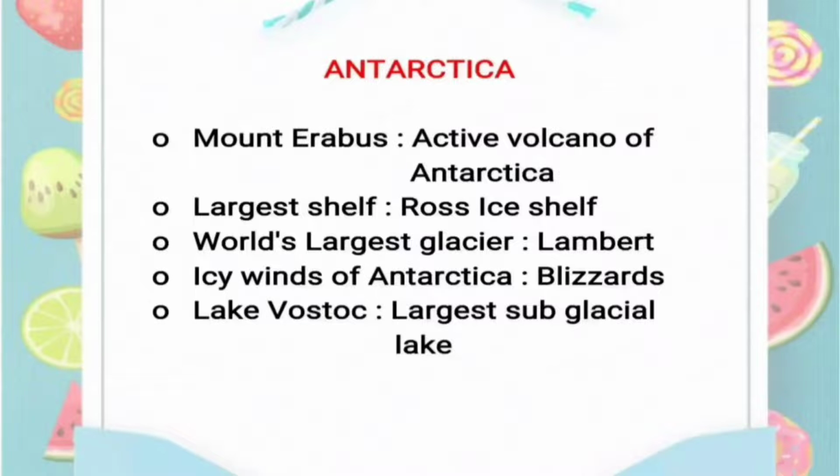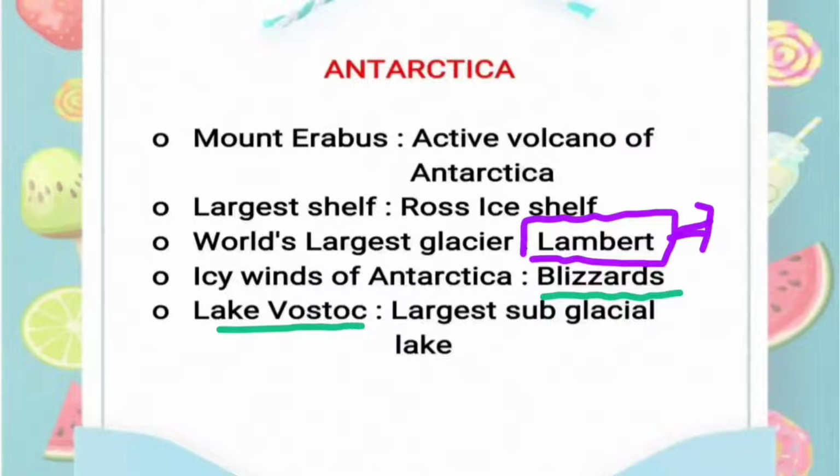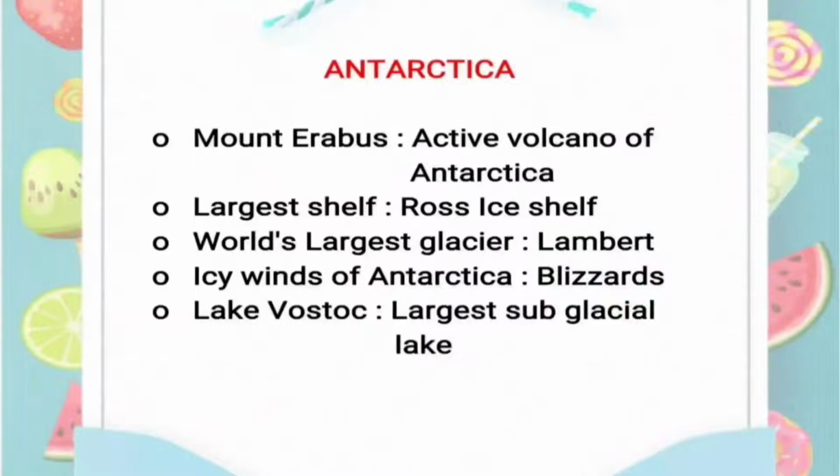The world's largest glacier, Lambert, is also present in Antarctica. Now, in Antarctica, very icy winds blow, and those icy winds are called blizzards. There is a largest subglacial lake, and this subglacial lake is called Lake Vostok. Lake Vostok is the largest subglacial lake present in Antarctica.